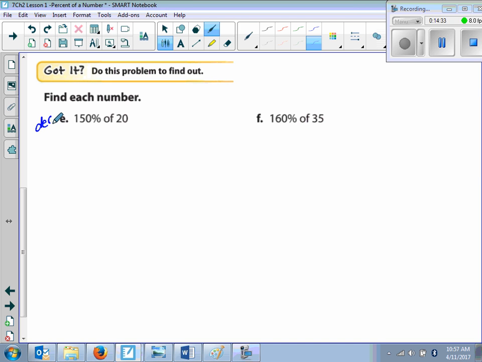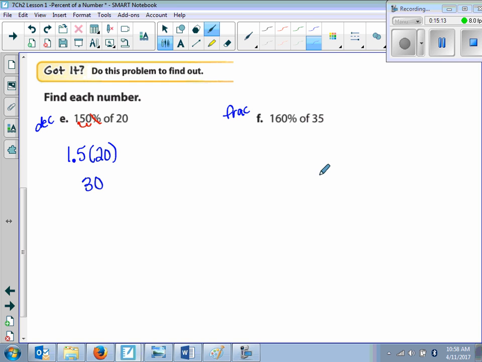All right, so for these examples, let's do decimal and fraction again. Let's do decimal here, and let's do fraction here. So as a decimal, 150%, we're going to move the decimal to the left 2 places, take away the percent sign. So the decimal is going to be 1.5. And that is what we're going to multiply times 20, because of means multiply, right? So 1.5 times 20 gives us 30. That's as simple as that.